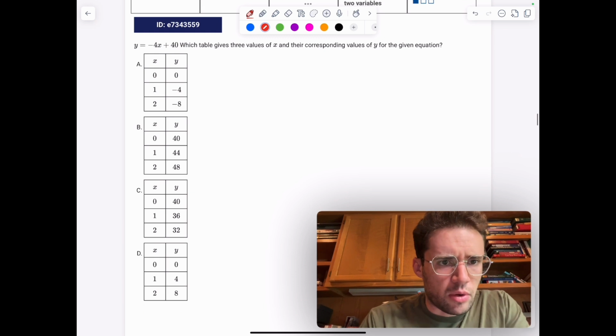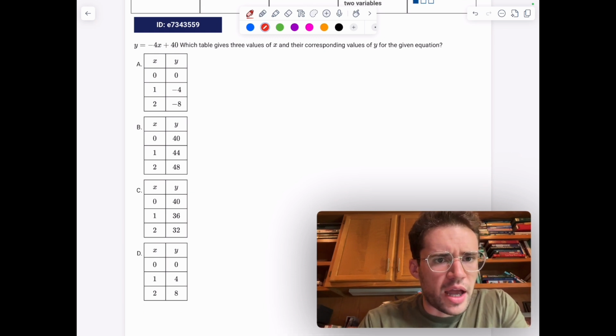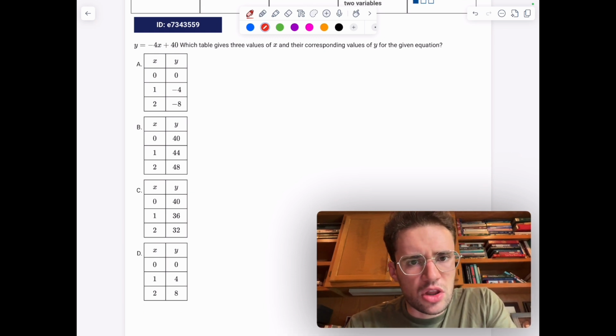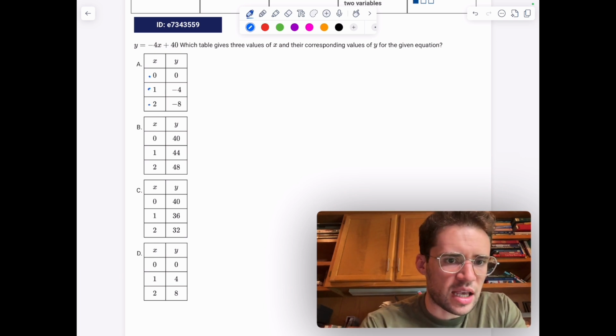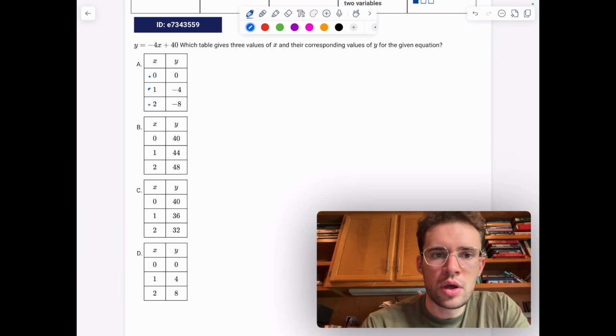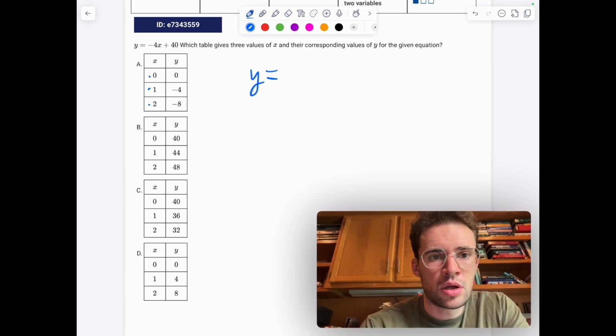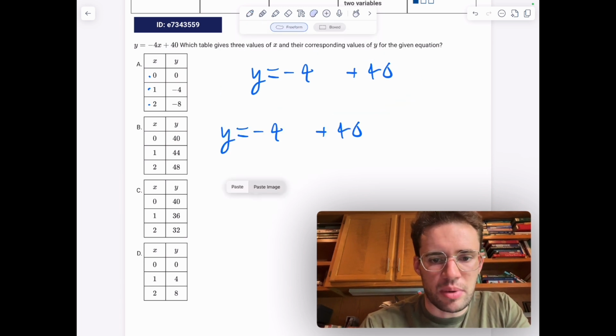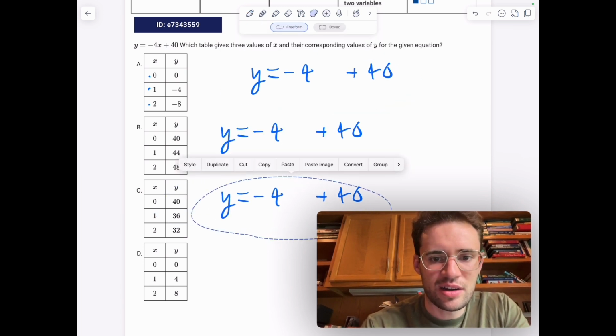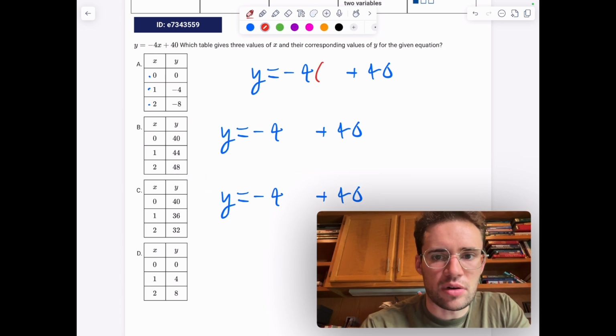All right, we have another table. Y equals negative 4x plus 40. Which table gives 3 values of x and their corresponding values of y for the given equation? What's nice is the tables all give the same inputs. They're all 0, 1, and 2. So we just plug them into this equation. So -4x plus 40. I did do this on the test, but it'll save a little bit of time. I'm just gonna paste 3 of these down here, and then we could plug in all the values. So plug in 0, plug in 1, plug in 2.